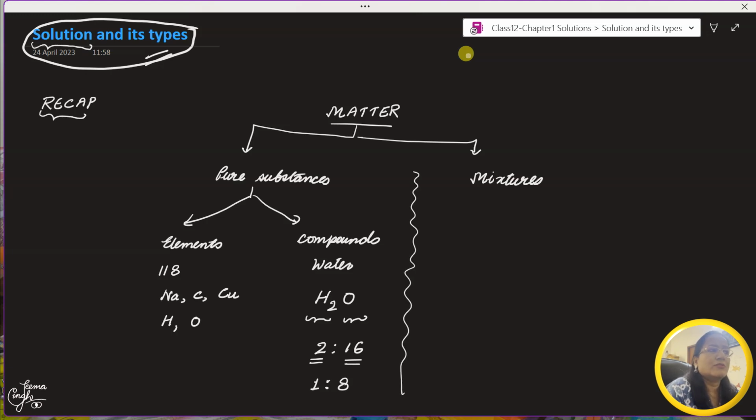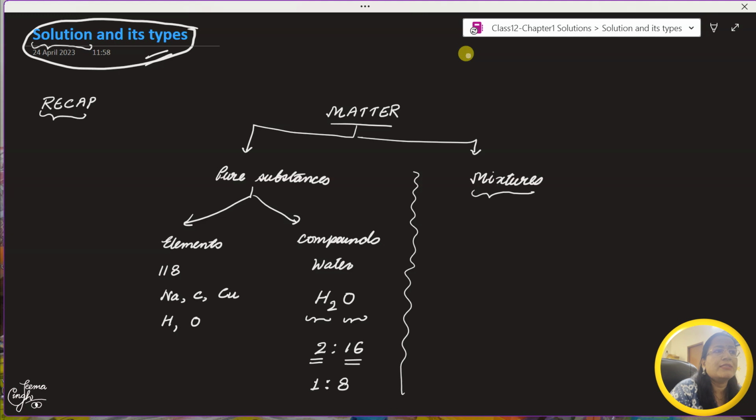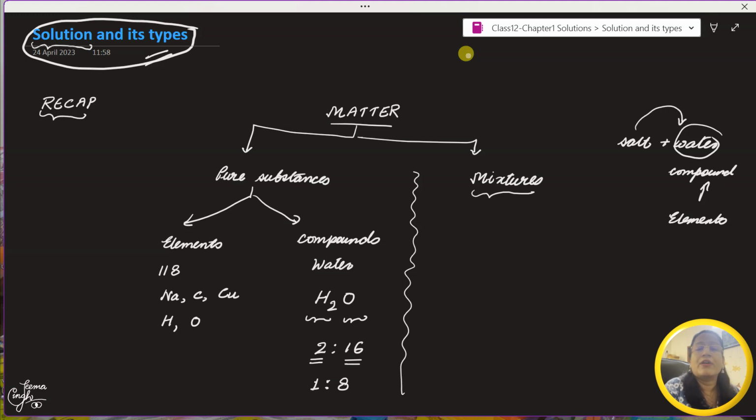We're talking about mixtures. See, in general terms, when I say mixture, you always feel it is mixed with something. That means it will have more than one thing. It will be a combination of two or more things. The simplest example is, let's say, in your home, you added salt into water. Water was a compound, and it is made up of elements. But when to that pure water you added salt, it is no longer pure. It is impure. It's a mixture of two things. So salt plus water is a mixture.